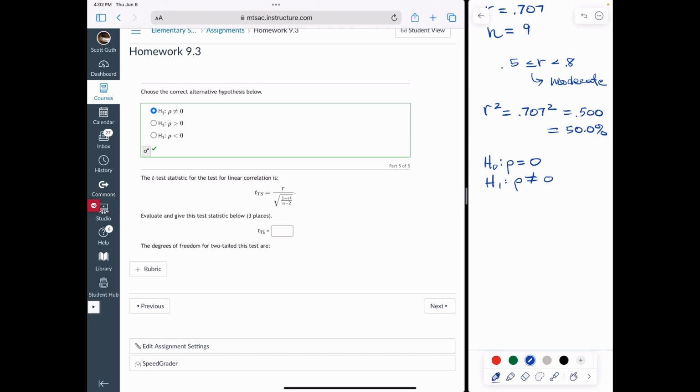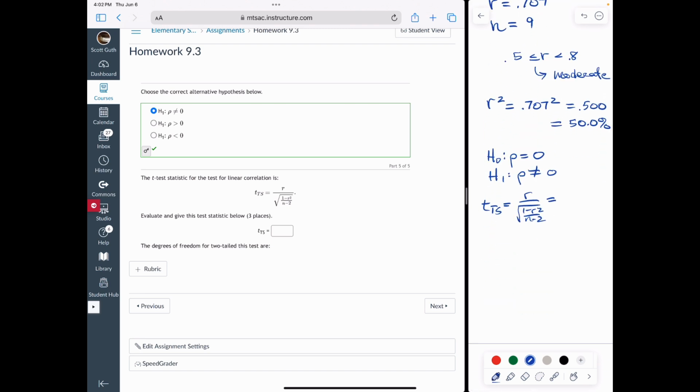Okay, so then we have to compute our test statistic for this. So it's a t-test. Okay, and you can see the formula there, R over the square root of 1 minus R squared divided by n minus 2. Okay, so the R is 0.707.